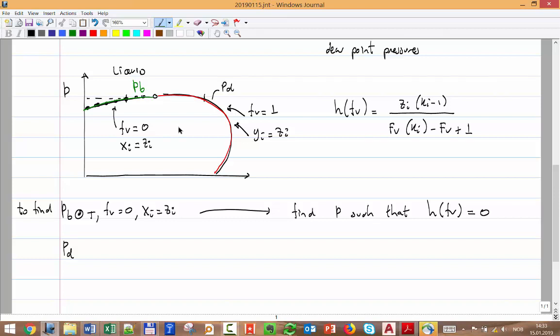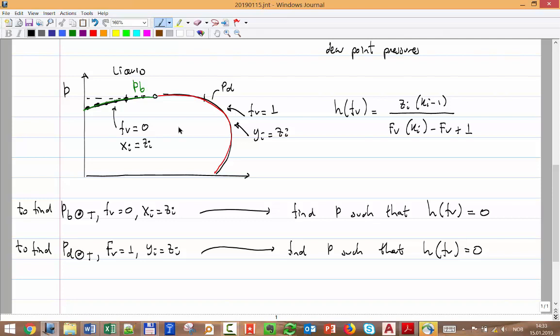So to find the dew point pressure at a given temperature, I make the vapor mole fraction equal to 1. I make Yi equal to Zi, and then I try to find a pressure such that H(FV), again, closes the system of equations. And that's how I can use the Rachford-Rice equation to estimate the saturation pressures, the bubble point pressure and dew point pressure. Okay, we're not going to do it in class.